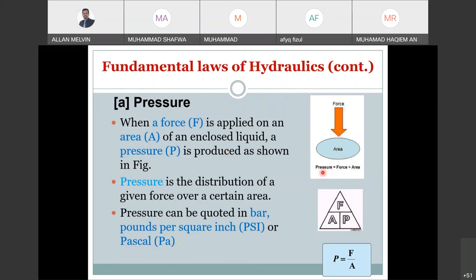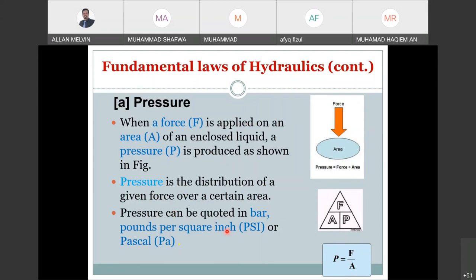So the formula we know: pressure equals force divided by area, or force equals P times A. F equals PA. Suppose you want to calculate the pressure, pressure equals force over area. That's the formula that we are using. Pressure is the distribution of the given force over a certain area.